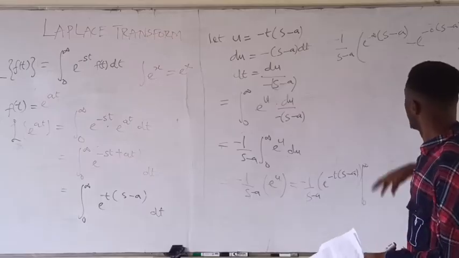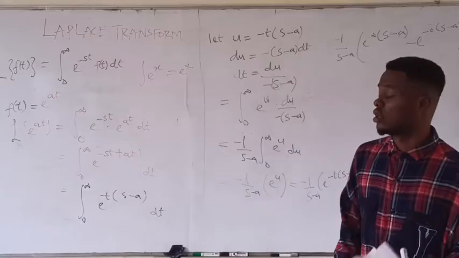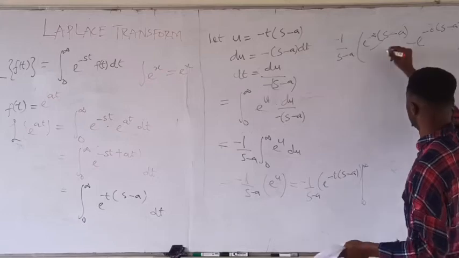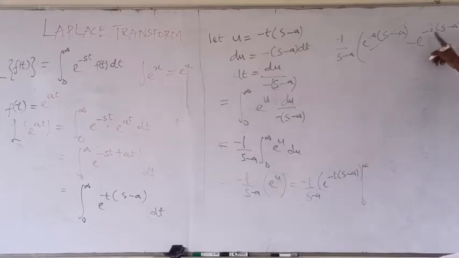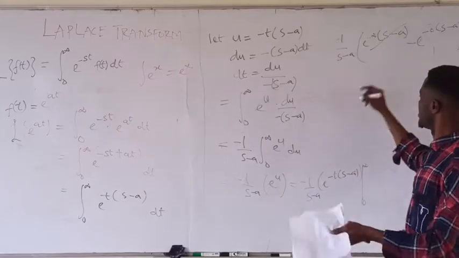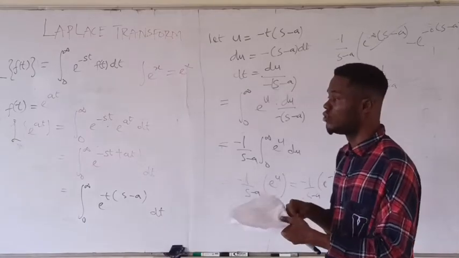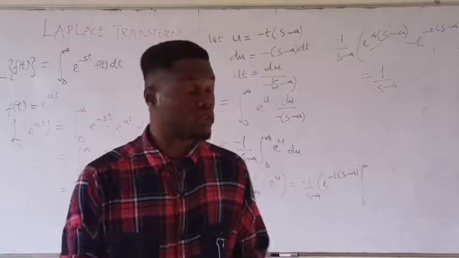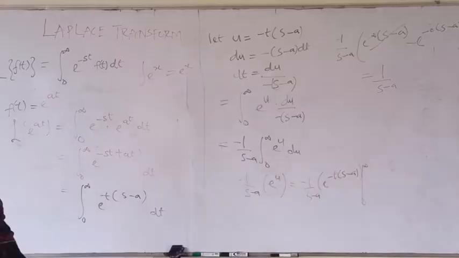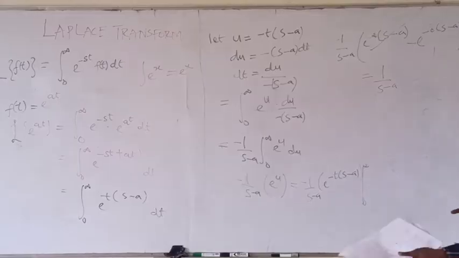From here, we know that minus infinity, of course, is going to give us 0, from what I've written in the previous example. So this gives us 0, and this gives us 1. Of course we have a minus 1 here. So when minus multiplies the minus 1, we are going to have 1 over (s minus a) as the value of this function. So that is to tell you that the Laplace of exponential of at is equal to 1 over (s minus a).